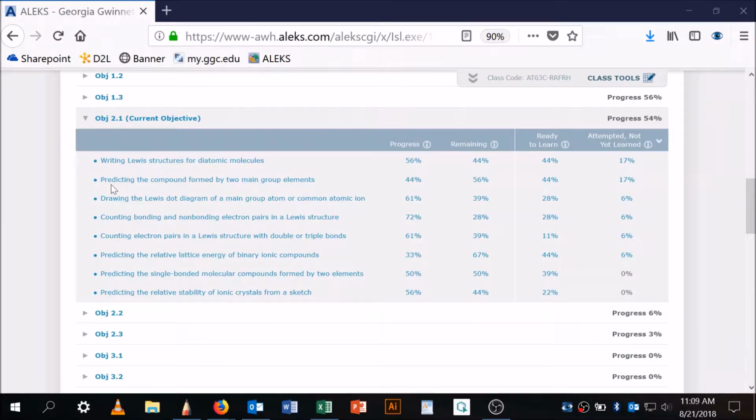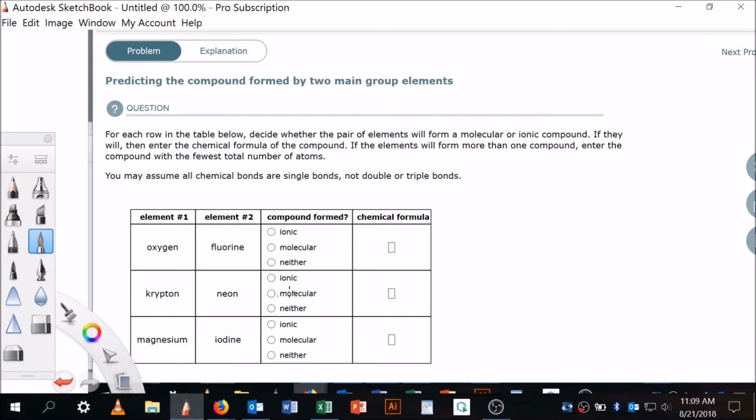Okay, next topic of interest: predicting the compound formed by two main group elements. Alright, so I've already got my whiteboard set up, and this is what we got. Let me make sure I'm in red here.